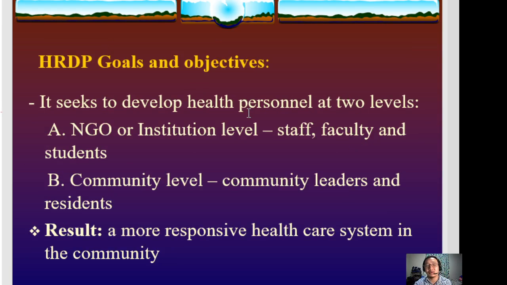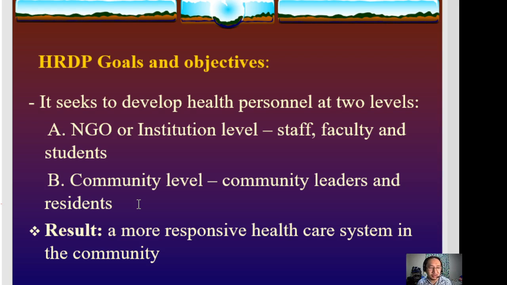Next, what are the goals and objectives of HRDP? It seeks to develop health personnel at two levels. One is the NGO or institutional level, so development of health personnel as the staff of a facility, the faculty and students of a school. Letter B, it seeks to develop health personnel at the community level: the community leaders and residents, volunteers, committee leaders, potential leaders, and core group members. These are developed, and as a result, we want a more responsive healthcare system in the community.